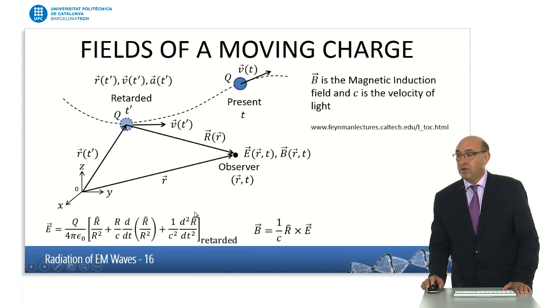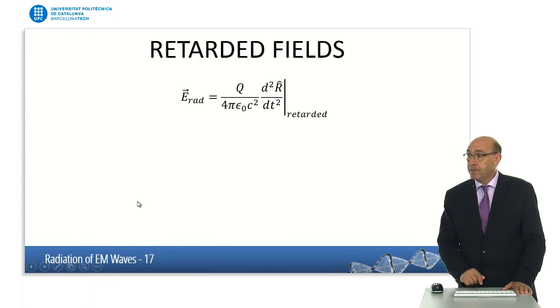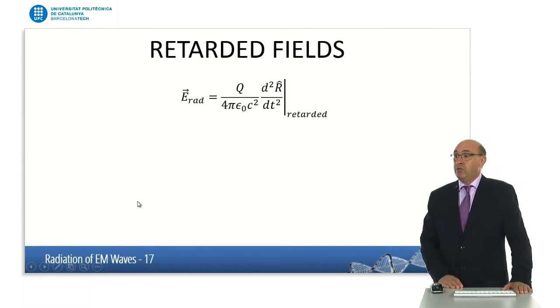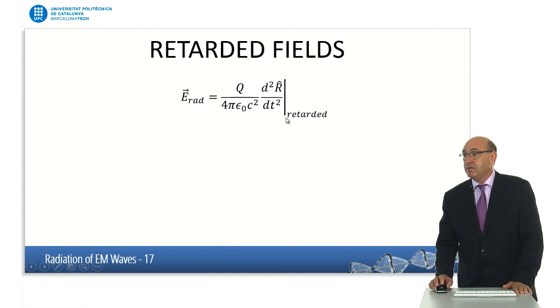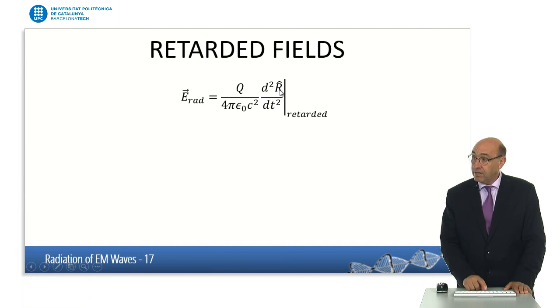Why? Because we're going to find, when we expand this term, that the behavior of this term is different from the previous two. That's the way the expression looks. We have the charge and the second time derivative of the unit vector, r.